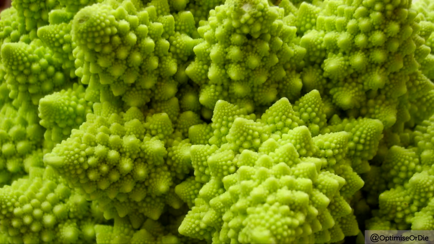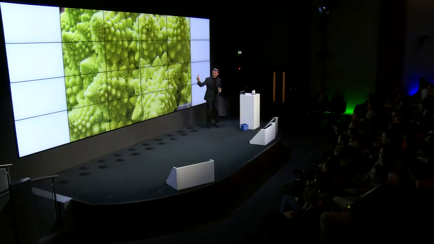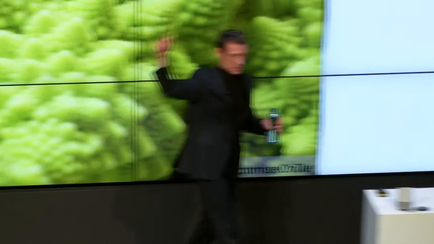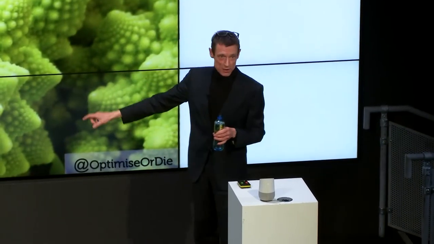This is a Romanesco broccoli, right? Just like normal broccoli, a little bit harder, very tasty with a dab of butter. But what you can see is that there are these tiny little patterns, which are the same as the big patterns, which are the same as the bigger patterns. And it looks like infinite. Oh, I can go even smaller.